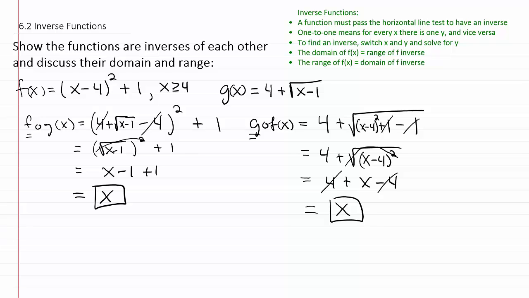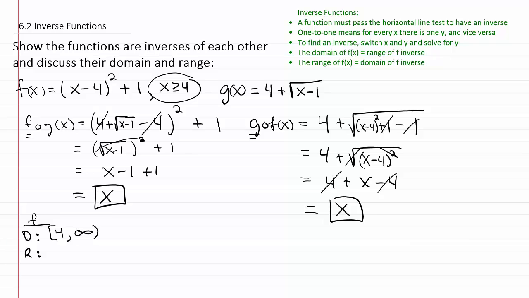Now, they ask us to discuss the domain and the range. So I want to remind you of this property, which is mentioned in the green box above, and that is that essentially the domain and the range switch for inverse functions. So what we're going to say here is that the domain for f, so let's talk about f itself. The domain for f is as follows. It says that we are only supposed to use x values that are greater than or equal to 4, right? And so that means the domain will range from 4 to positive infinity, because those are the numbers that are greater than or equal to 4.